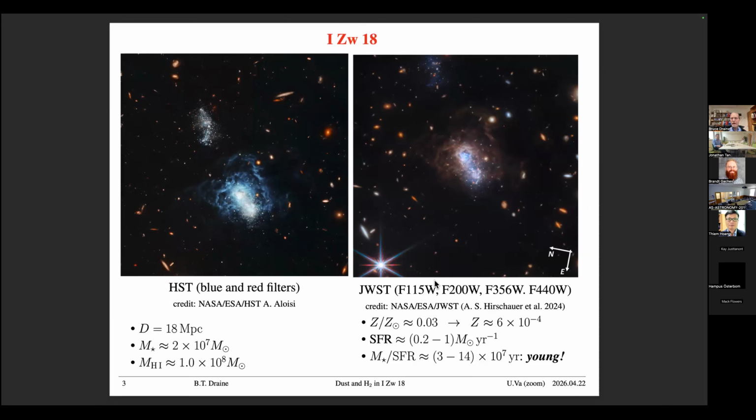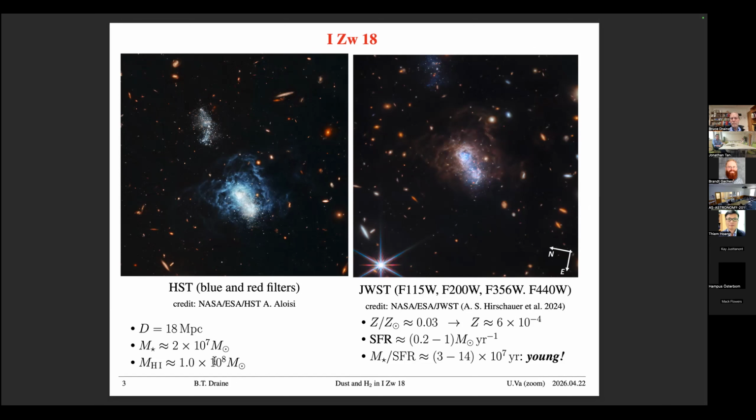Okay, so that's the motivation for studying I Zwicky 18. Here we have this very low metallicity galaxy. Are we able to detect dust in it, and what can we learn about the dust in it? So the parameters of the galaxy: the total mass of stars, estimated from models of the stellar population in this galaxy to reproduce the observed light, is only about 20 million solar masses. 21 centimeter detections are solid. We have a 21 centimeter determined mass of HI of about 10 to the 8th solar masses. So this is a small galaxy.